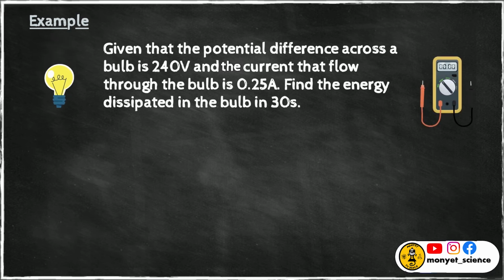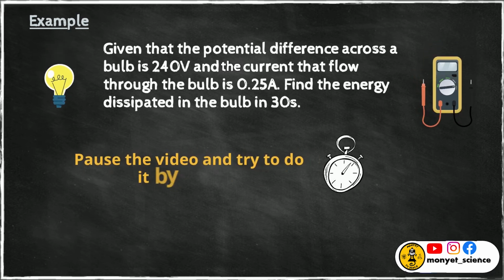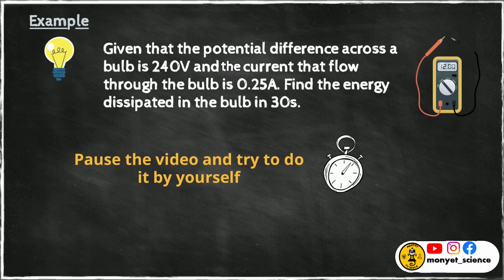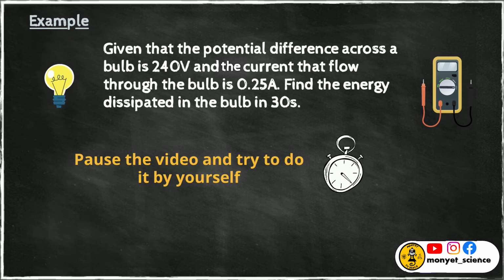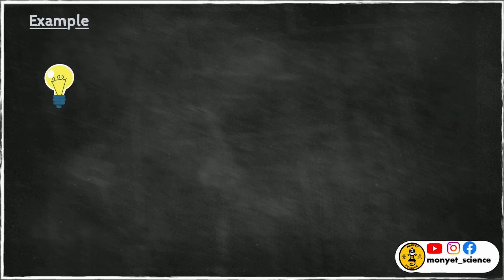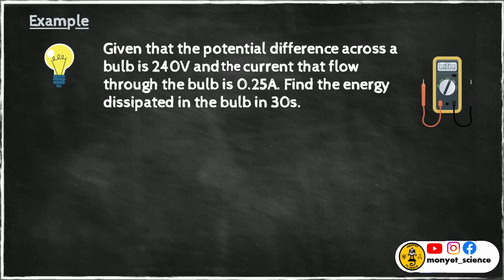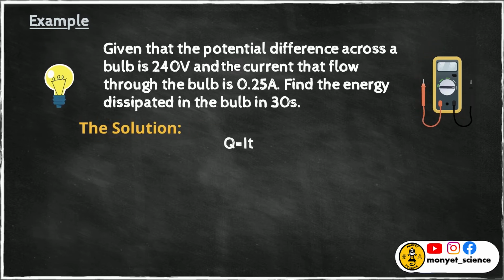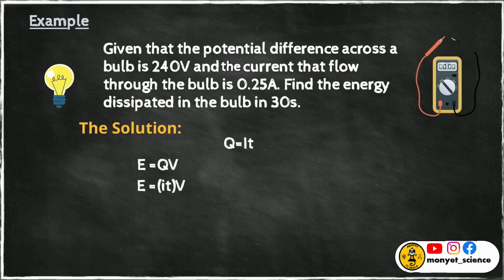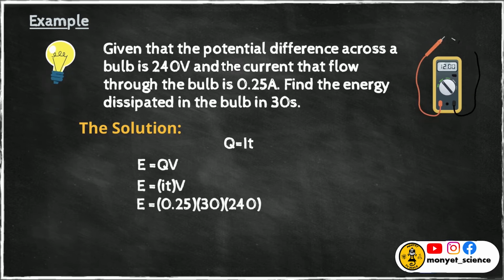Let's look at an example. Given that the potential difference across a bulb is 240 volts and the current that flows through the bulb is 0.25 amps, find the energy dissipated in the bulb in 30 seconds. Please pause the video to try this yourself. Using the equation E is equal to QV, knowing that Q is equal to It, we can solve for E, which is equal to 1,800 joules.